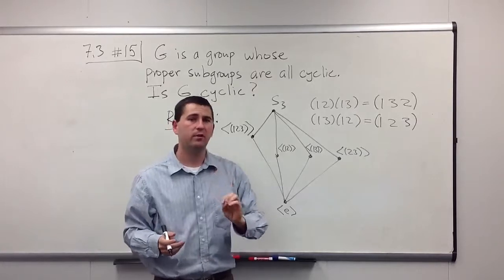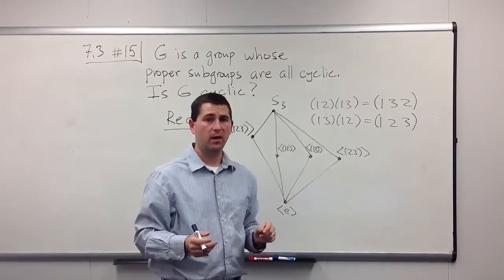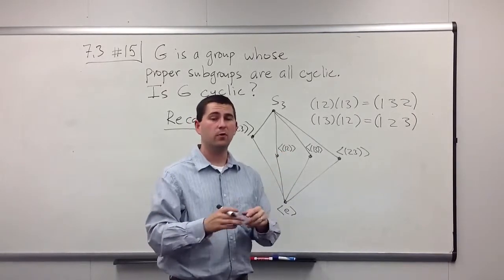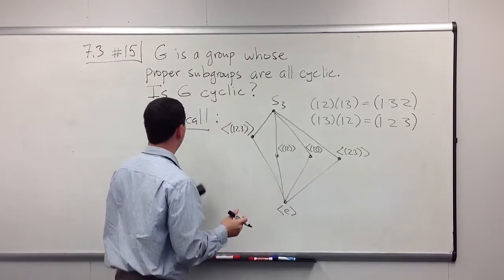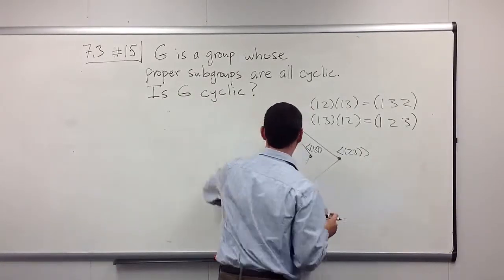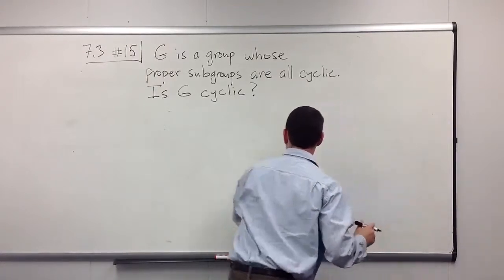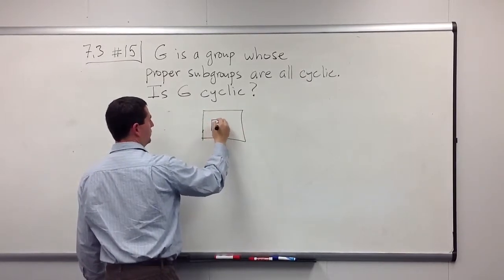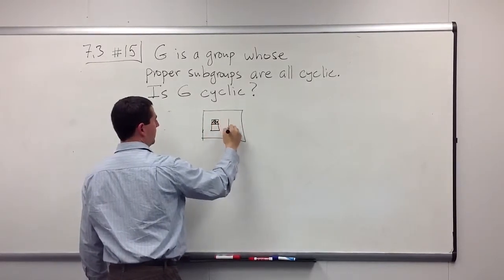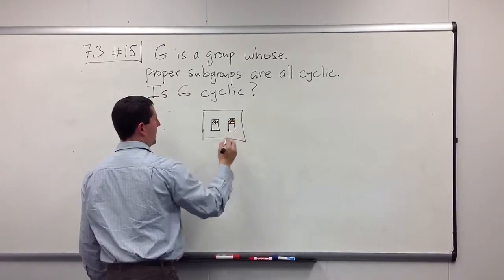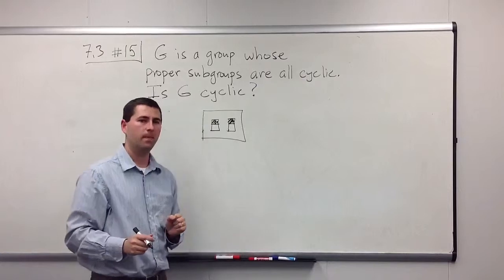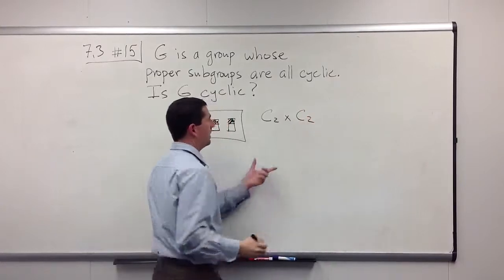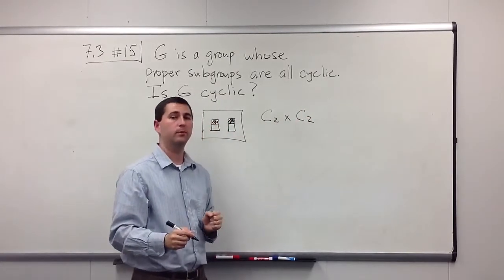Now, S3 is a good counterexample here, but it's not the smallest one. In fact, there's a smaller group than S3 which is non-cyclic, but whose subgroups are all cyclic. Recall in class we wrote down the light switch group. You have, in this case, 2 light switches, and I want to know all the different ways that we can toggle these switches. We figured out that the answer was the group C2 cross C2, the direct product of 2 cyclic groups of order 2.